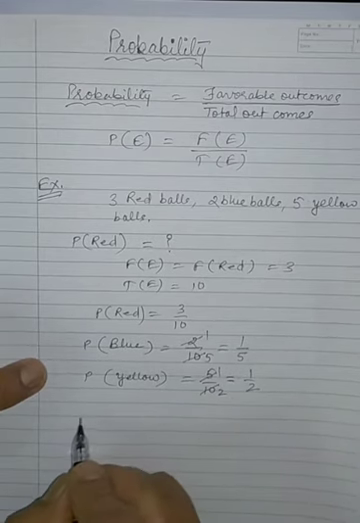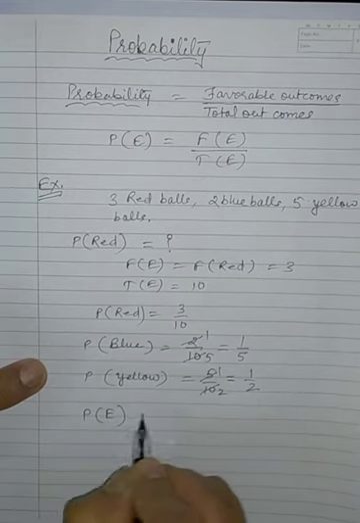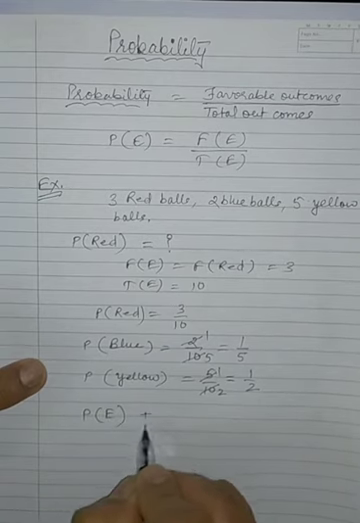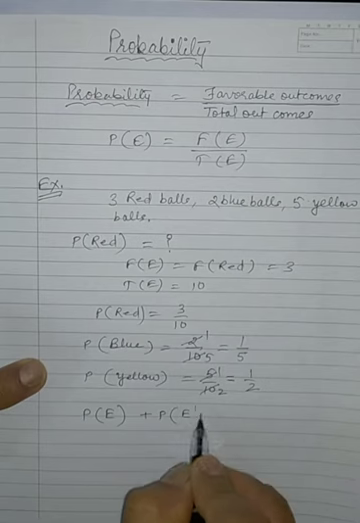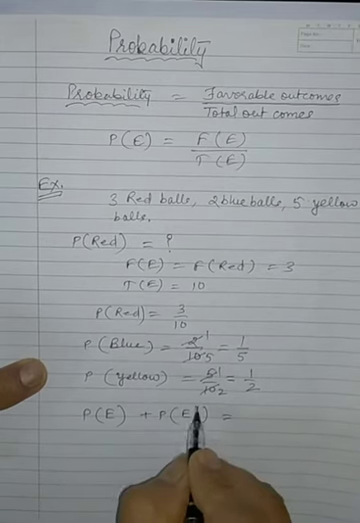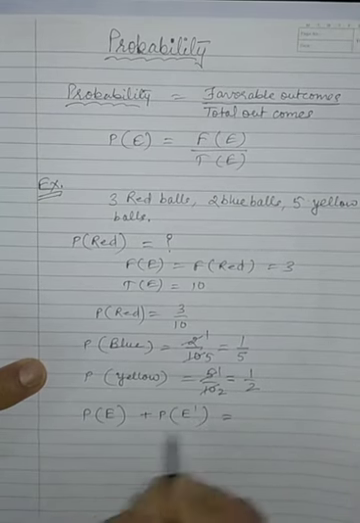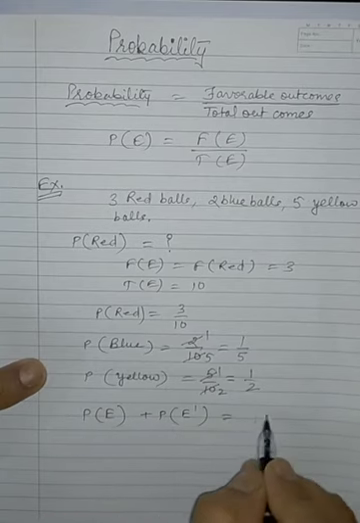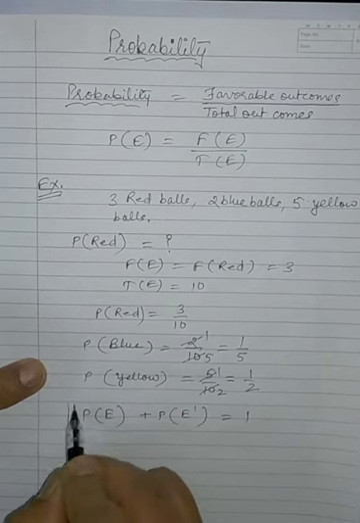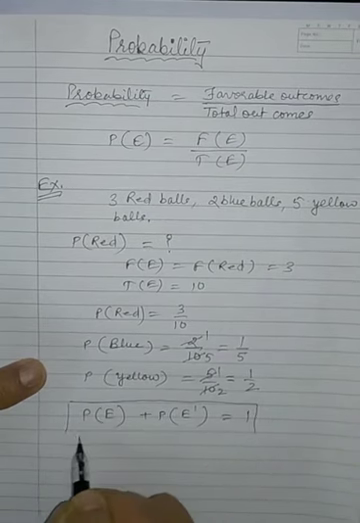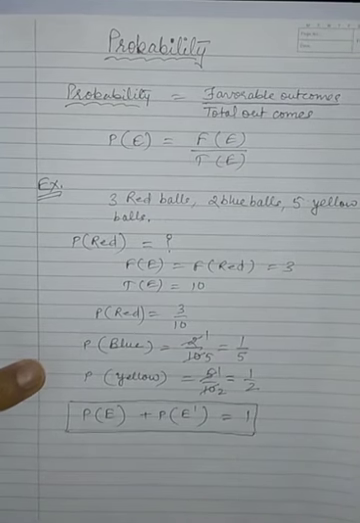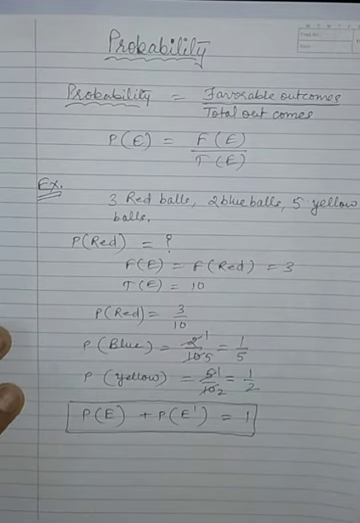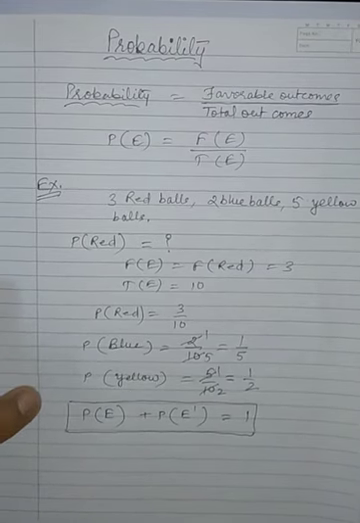Further, we studied that probability of any event happening plus probability of the event not happening, which we denote as E dash, is equal to 1. The sum of the probability of the event happening plus the probability of the event not happening is equal to 1. This formula is used to find out the negative probability of the event.